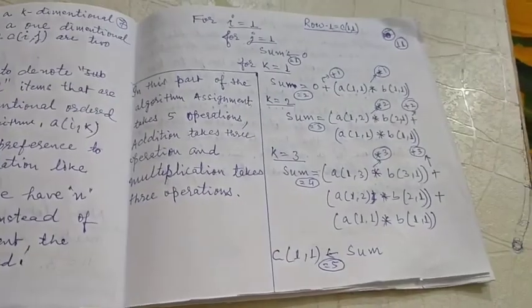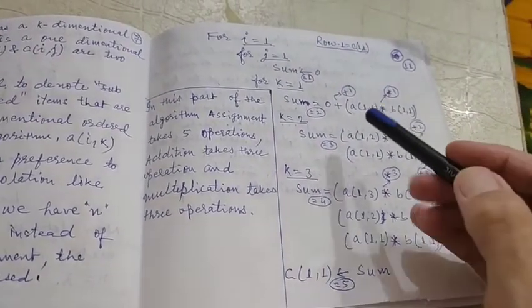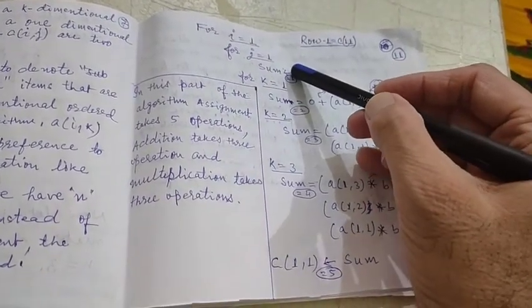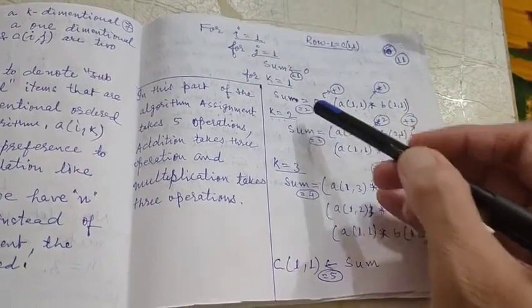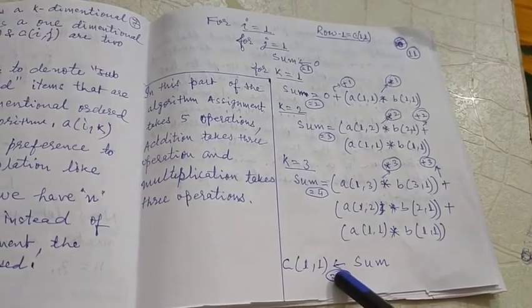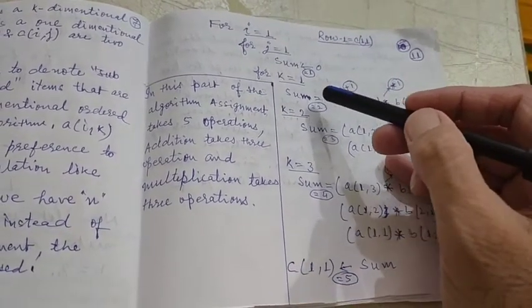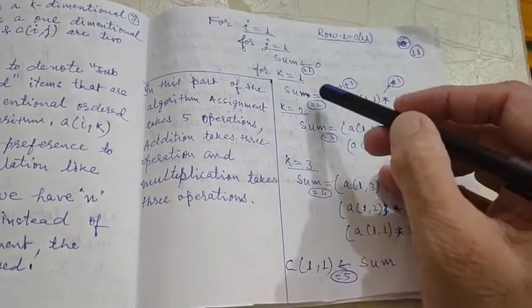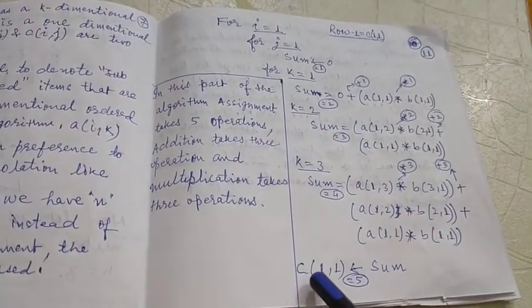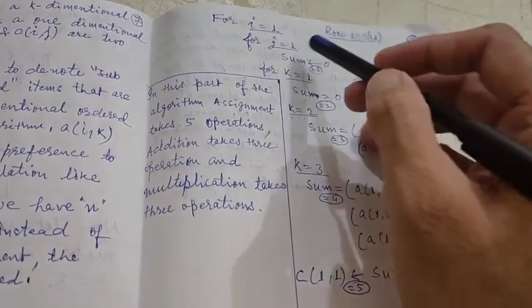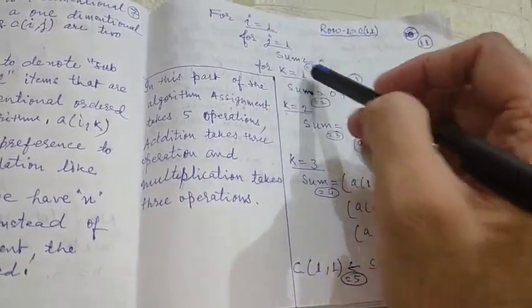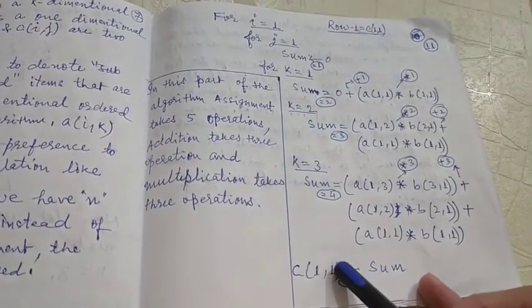Now how to calculate operations? Let us take assignment. This is the first assignment, this is the second assignment, this is the third assignment, this is the fourth assignment, this is the fifth assignment. So there are 3 assignments. These 3 assignments will be used for sum and the whole sum will be transferred to C11, and this is initialization of sum. So there are 5 types of assignments we are using.